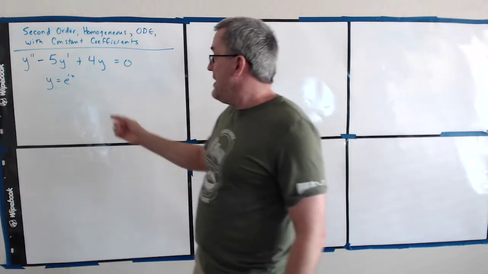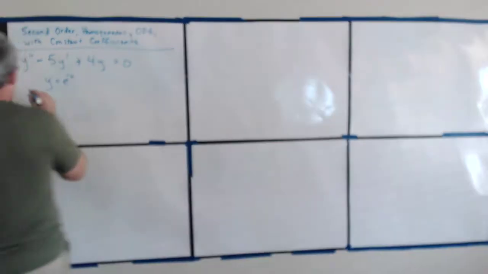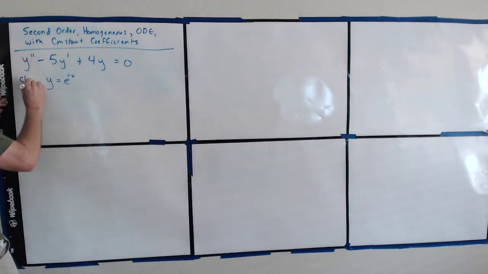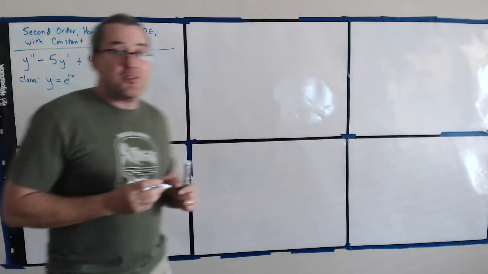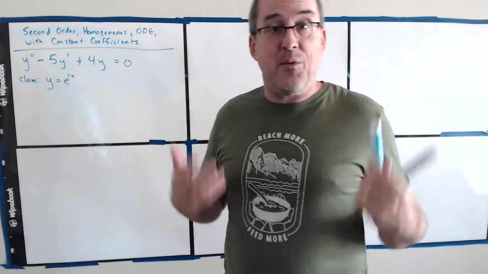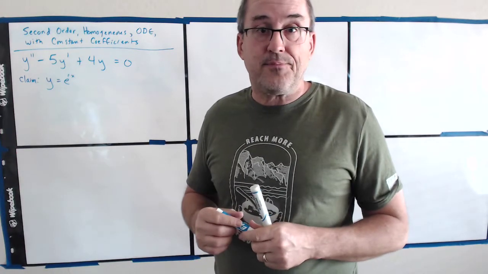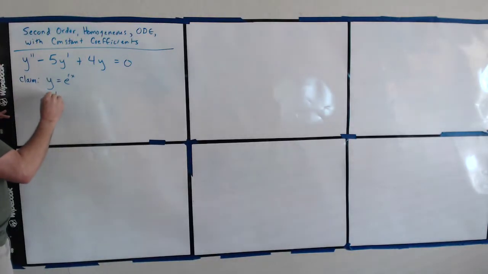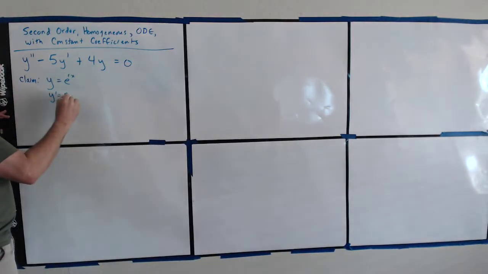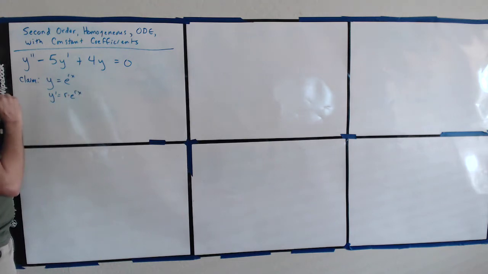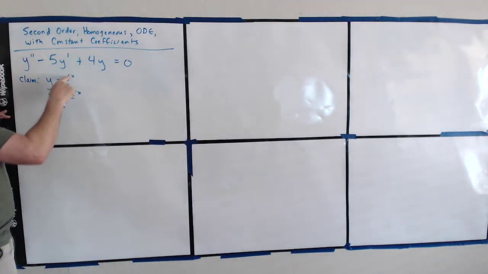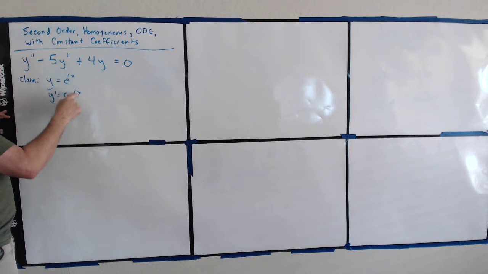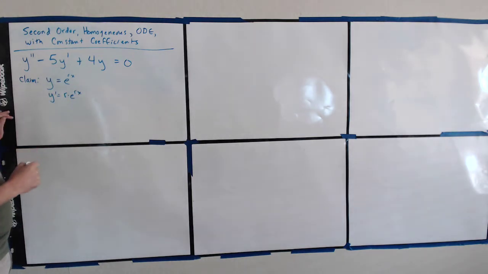So I'm going to claim, let me write this down, the claim is the only way that this can happen is if the function is y equals e to the something x. Okay? Well, if that's true, then y prime is equal to r times e to the rx. Keep in mind the derivative of e to the stuff is e to the stuff. Chain rule says the derivative of rx is r, so by the chain rule we get this.